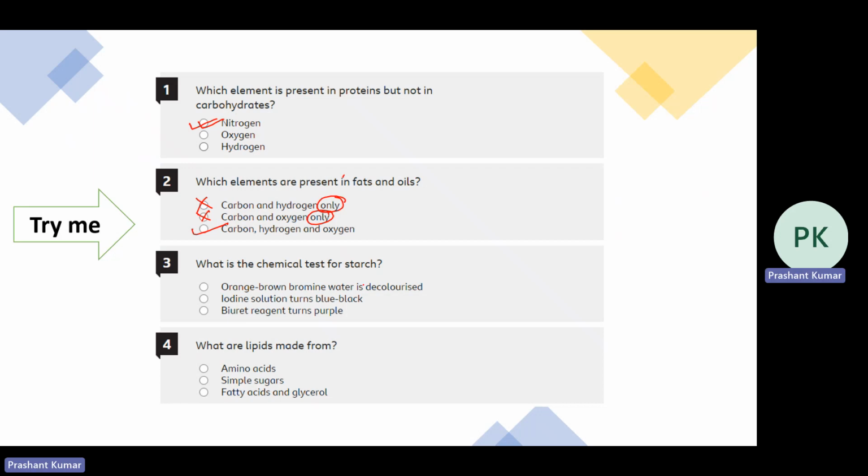What is the chemical test for starch? So for starch, we use the iodine test. Then what is lipid made up of? Lipid is made of fatty acids and glycerol. If you're able to answer all these, you can pause the video and check yourself. If you're able to answer this, you are on the right track and answers are given here. You can check it. Let's go to the next section.